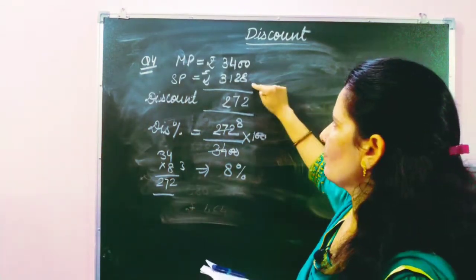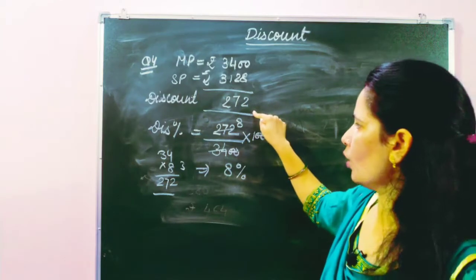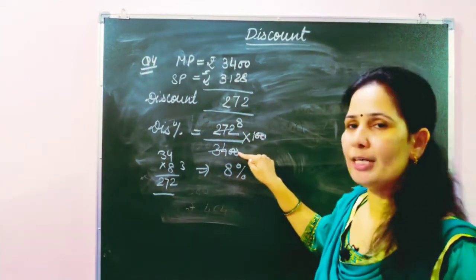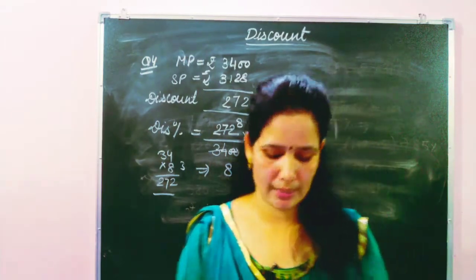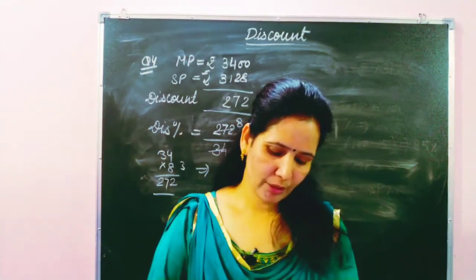Okay students, how to find the discount percentage? From the mark price we have to subtract the selling price, then we get the discount amount, and the discount amount is divided by mark price and multiplied by 100. By this we get the discount percentage. Okay, now let's move to the next question.